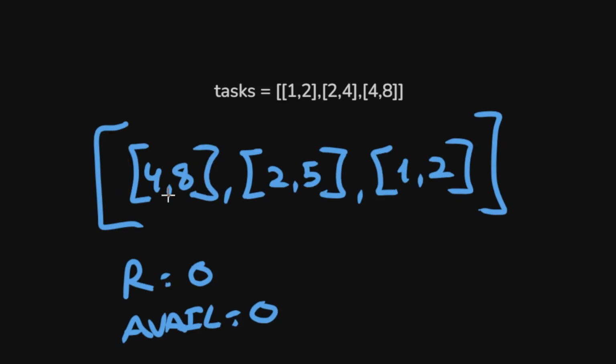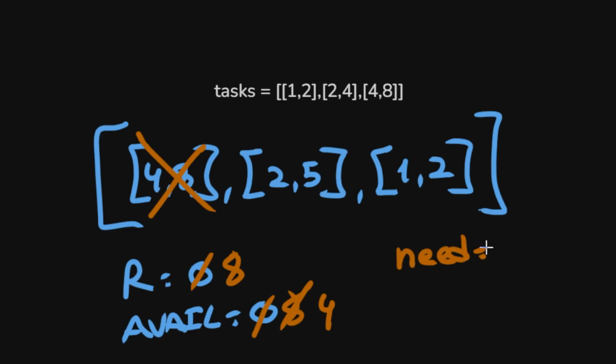Now let's say that this number is a 5. We start with this task, we need 8 and have 0 available, so we add 8 to the result and we add 8 to available. And we need to subtract the cost, so available is 4. Now we have this scenario, we need 5 but have 4 available, so what we actually need is 5 minus 4, meaning 1. So we can add 1 to the result and 1 to available, and the cost of this task is 2, so we subtract 2 from available, and this is free.